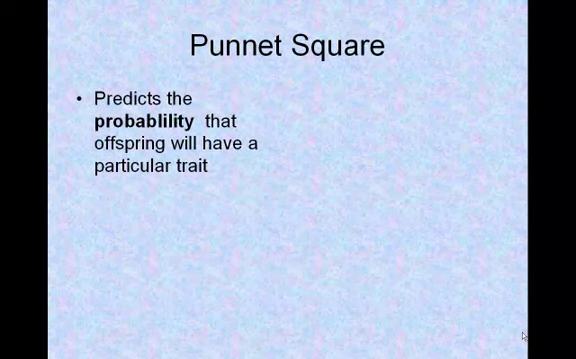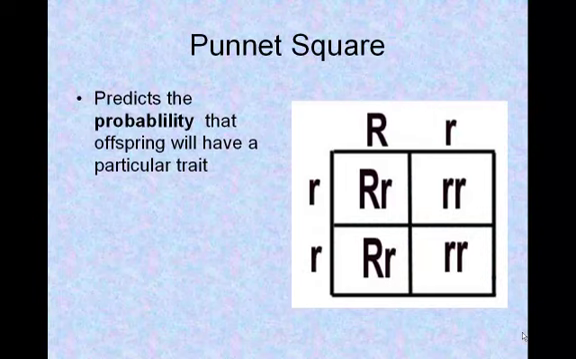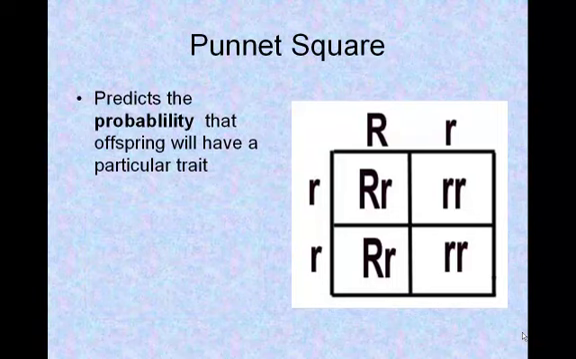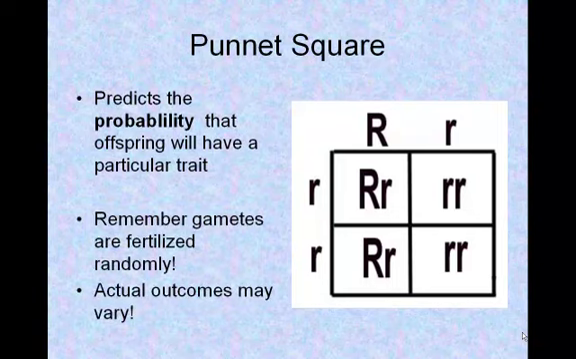So a Punnett square is a tool that predicts the probability that offspring are going to have a particular trait. So in this case, there's a probability that if this couple had children, 50% of their children would be big R, little r, and 50% of their children would be little r, little r. The thing to remember is that gametes get fertilized randomly, so your actual numbers might vary a little bit. The Punnett square just gives you the most probable outcome.